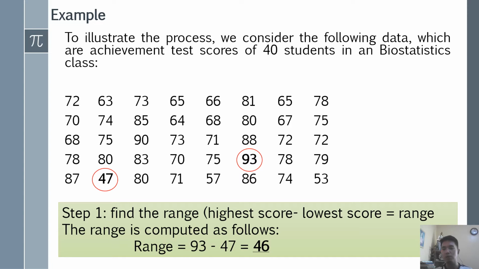Okay, so if we will be constructing a frequency distribution table, we apply step number 1. In step number 1, ano yung hahanapin natin? Yung hahanapin natin dito is the range. So we need to find the highest score and subtract it with the lowest score. The highest score is 93 and the lowest score here is 47. So 93 minus 47 will give us an answer of 46.